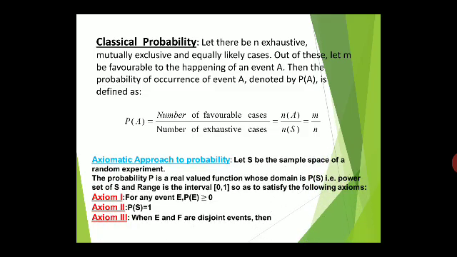Then we'll come to know about the axiomatic approach to probability. Let S be the sample space of a random experiment. The probability P is a real valued function whose domain is P(S), that is the power set of S, and range is the interval [0, 1], so as to satisfy the following axioms. First axiom: for any event E, probability of E is greater than or equal to 0. Axiom 2: probability of the sample space is equal to 1. Axiom 3: when E and F are disjoint events, then probability of E union F equals P(E) plus P(F).